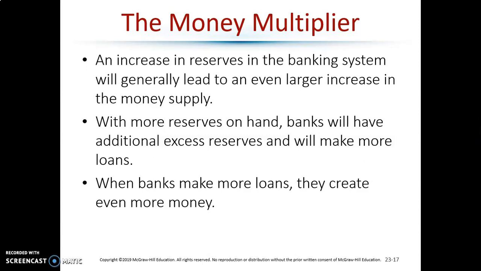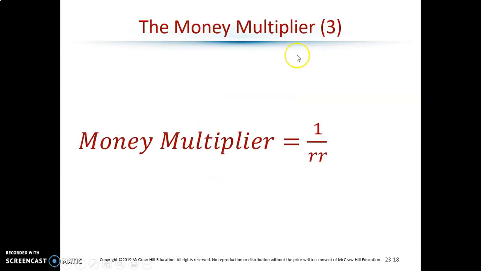So the money multiplier, the concept is laid out right here. The more reserves that banks have, the more they're going to lend out. If they have excess reserves, they're going to want to make extra loans if they can. So a larger increase in the reserves will lead to a larger increase in the money supply because of the money multiplier effect. So mathematically, the money multiplier is equal to 1 divided by the reserve requirement.